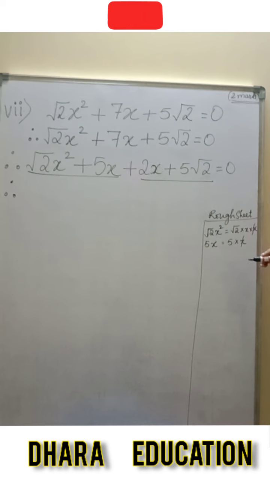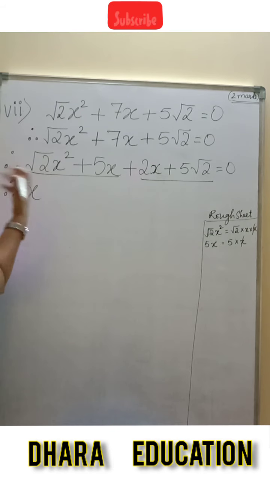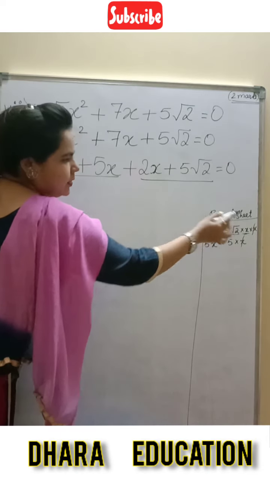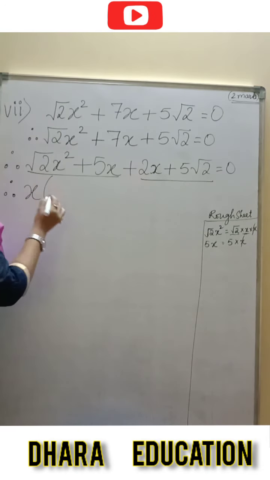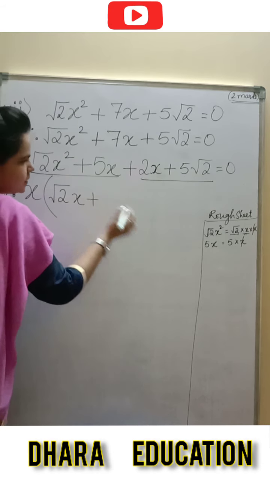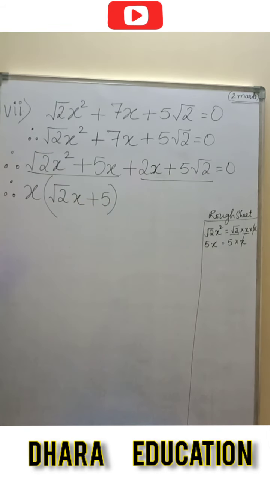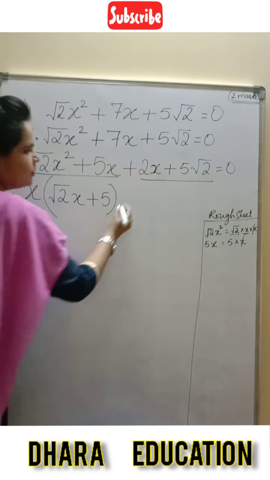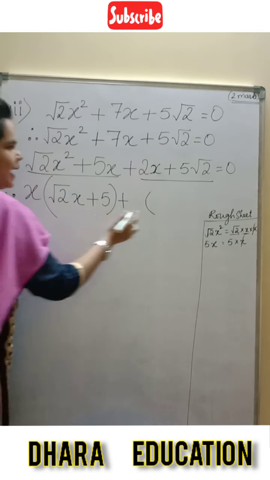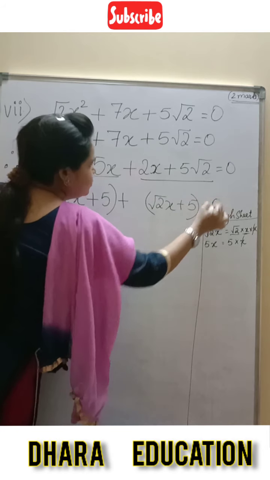So we will take x as common. What is left over there is root 2 and x. Open the bracket, root 2 x, plus here 5 is remaining, so we will write 5. So now, as you know, my next step will be to copy this particular term as it is, root 2x plus 5 is equal to 0.